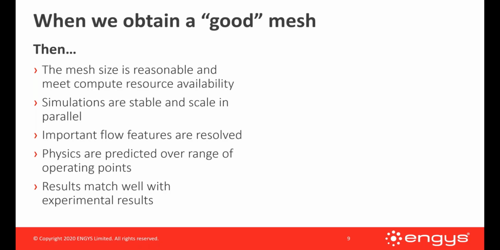And another indicator of a good mesh is that the important flow features are actually resolved and the physics are predicted over a range of operating points. However, if you're designing a mesh and only one operating point is important, then this particular point isn't necessary. And then finally, results match well with an experimental result. So we can have all of these different things, but if our accuracy compared to an experimental result is poor, then we definitely have room to improve the mesh or even the solvers and physics.